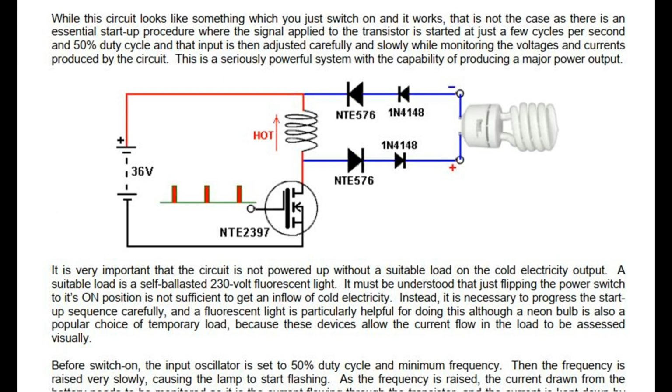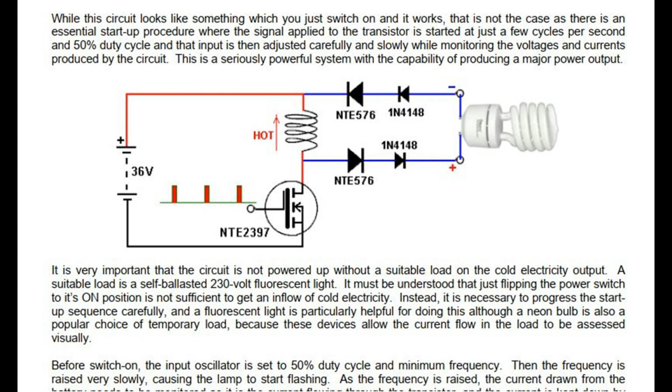It is very important that the circuit is not powered up without a suitable load on the cold electricity output. A suitable load is a self-ballasted 230-volt fluorescent light. It must be understood that just flipping the power switch to its on position is not sufficient to get an inflow of cold electricity.